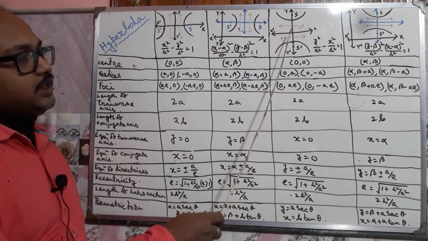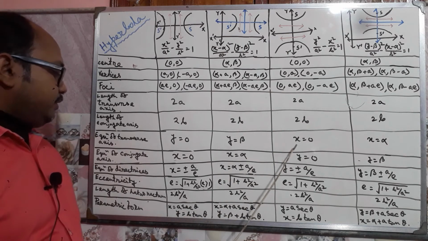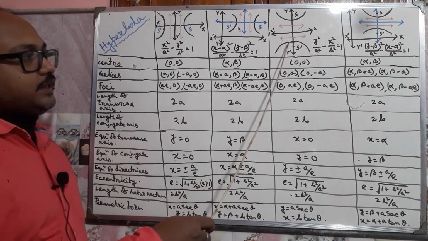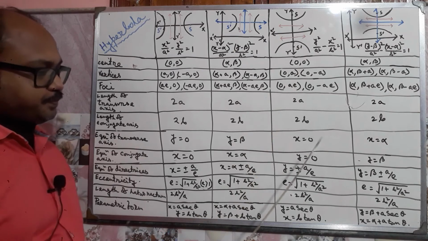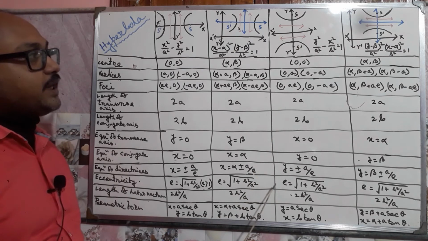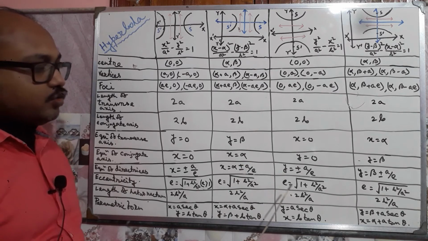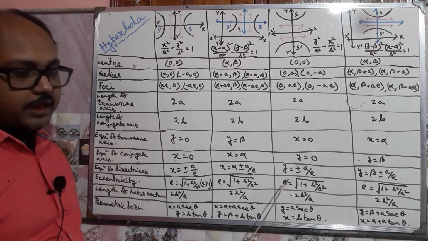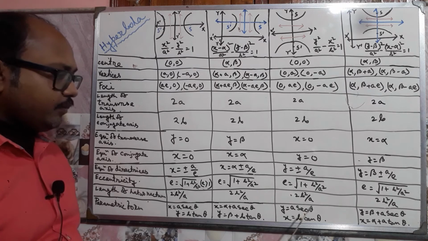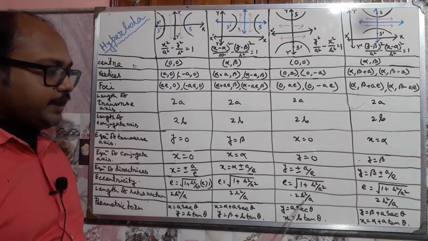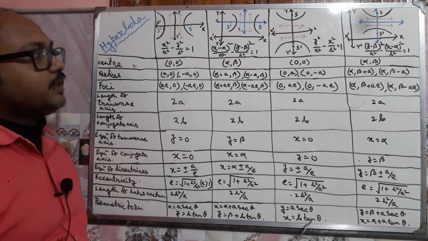Length of the transverse axis, that is 2a unit, length of the conjugate axis 2b unit. Equation of transverse axis, that is y axis, x is equal to 0. Equation of conjugate axis, that is y equal to 0. And equation of directrix, that is y equal to plus minus a by e. Eccentricity root over of 1 plus b square by a square. Here also the eccentricity for all kinds of hyperbola is greater than 1. Length of the latus rectum, that is 2b square by a, and the parametric form y is equal to a sec theta, x is equal to b tan theta.